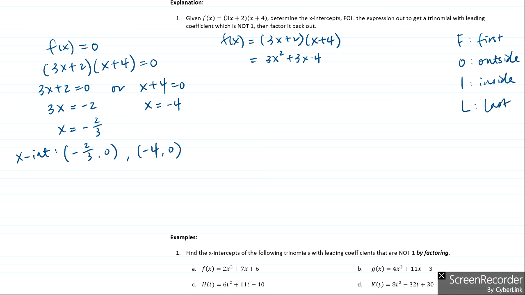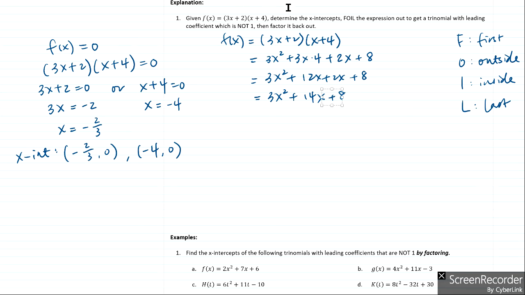So we've done the first, 3x times x, and then the outside, 3x times 4. Then the inside, we have 2 times x, and last we have 2 times 4, which would be 8. Altogether, if we simplify things a little bit, we would get 3x squared plus 12x plus 2x plus 8. We want to combine any like terms, and we should expect to get a trinomial overall, meaning a polynomial or a quadratic expression in this case with 3 terms. Once we have this form, we're done with the FOILing process.